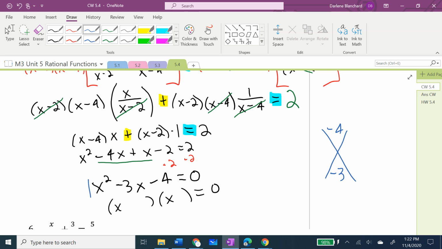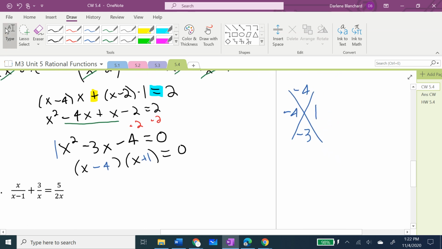What will multiply and give me negative 4, but when I add, there we go, negative 4 and 1. And if I have my polynomial factored equal to 0, then I can look at what makes each individual factor equal 0. And that gives me a positive 4 and a negative 1.